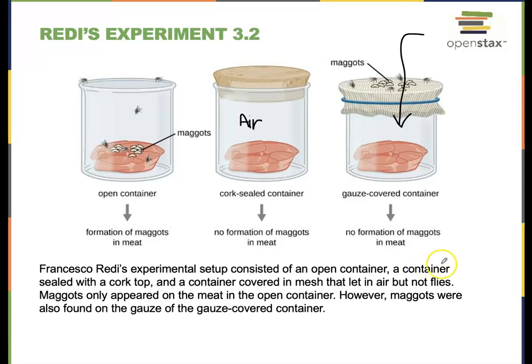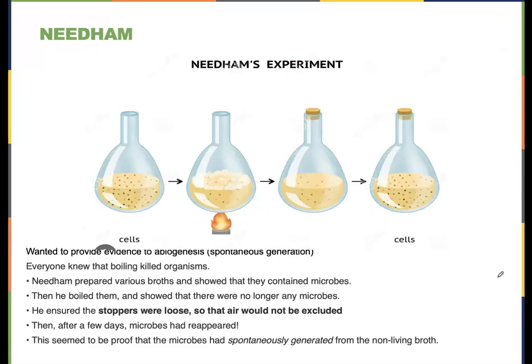However, it was very early on, and this did not change everybody's opinion on spontaneous generation, but it was the first to sort of work in that direction. Needham was opposite. So Needham wanted to prove that spontaneous generation was real, and everybody knew that boiling things at this point would kill organisms, but he prepared broths. These are usually chicken broth or meat broth. He boiled them, and he showed that, hey, when we boil them, there's no longer microbes, but then if you let it sit for a while, you do get cells.